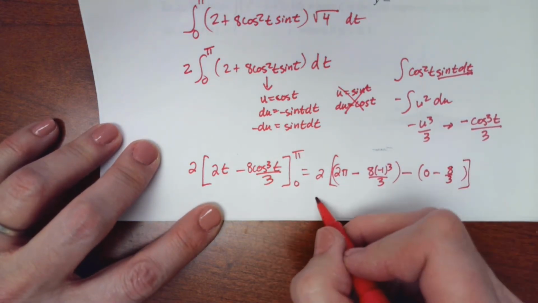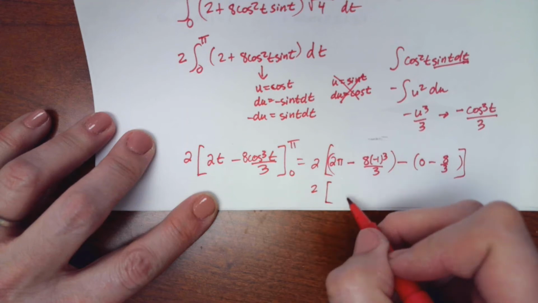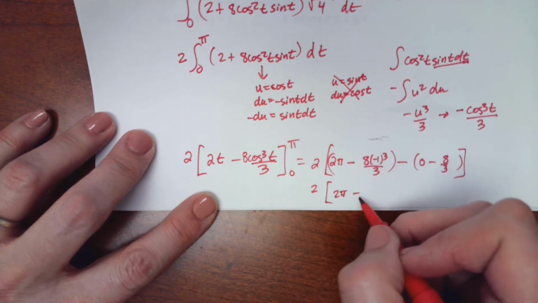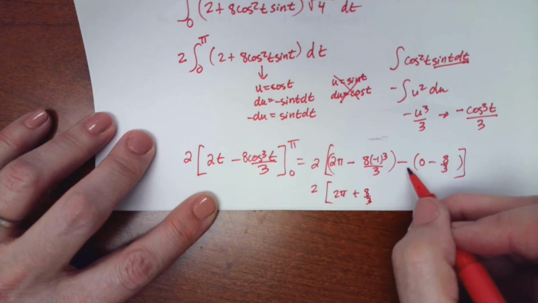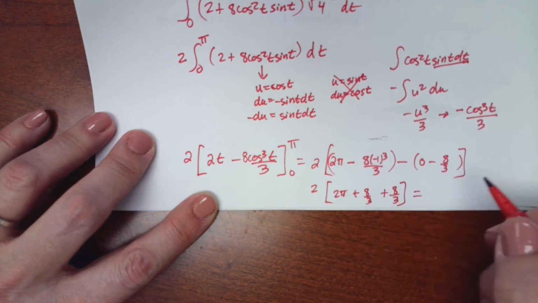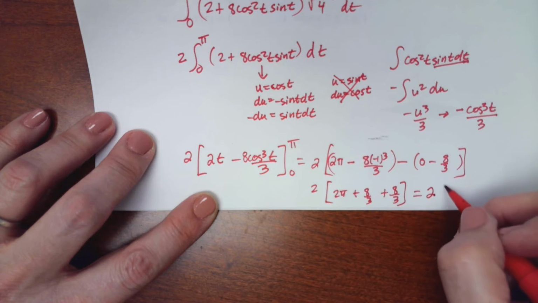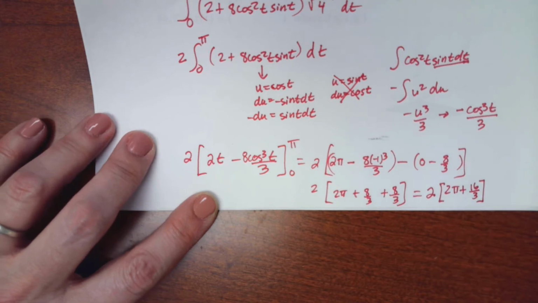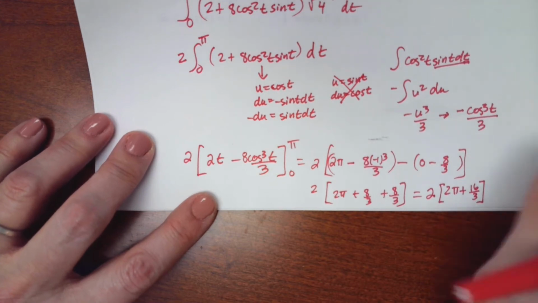Okay, so let's see, I got 2 pi minus, that'll turn into negative 8 over 3, so plus 8 over 3. And over here, minus minus is plus 8 over 3. So my final answer, 2 times 2 pi plus 16 over 3. Okay, so you can make that 4 pi plus 32 over 3, or whatever you feel like doing, but that is my answer. So this is my line integral.